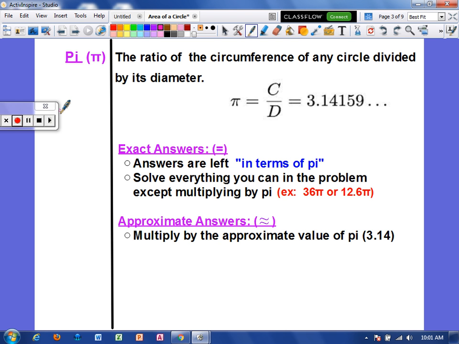Alright, in the last video we talked about how pi comes from the circumference of any circle divided by its diameter. So we are still going to use that today, and we are going to use the approximate value of 3.14. So we are going to find exact area and approximate area. Exact area means that we're going to leave our answers in terms of pi. So that means we just leave pi there and don't do anything with it. Approximate answers means we're going to say pi is 3.14 and we're actually going to do calculations with it.